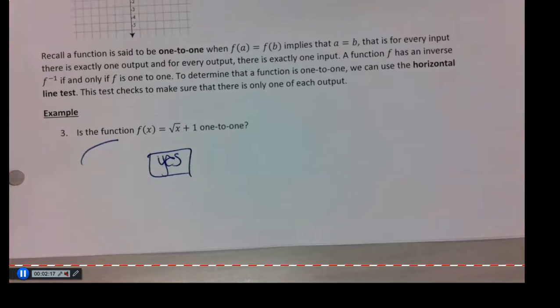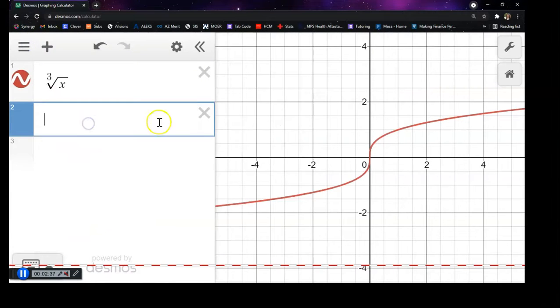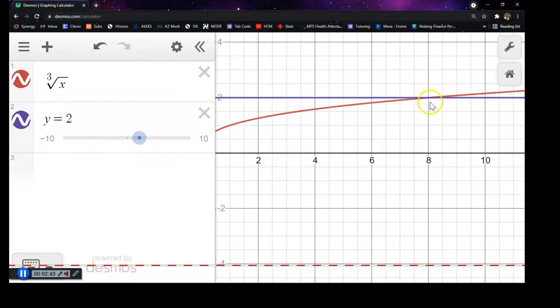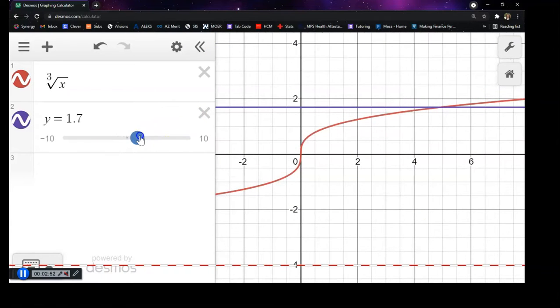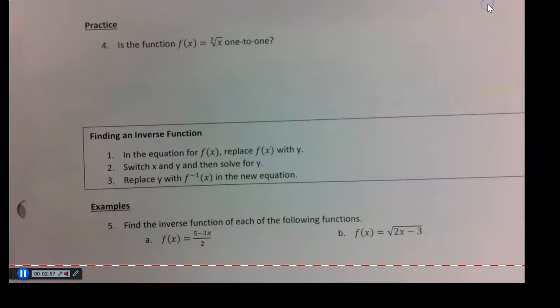Questions here. So on number 4, I graphed this on Desmos so you can see it a little bit better. Horizontal line test is just checking to see if there is one output for every input. So if I put in a y value of y equals 2 to get a horizontal line on there, it's only touching this once on the graph. If I change this to different y values, it's only touching my red graph once. So this one is one-to-one.